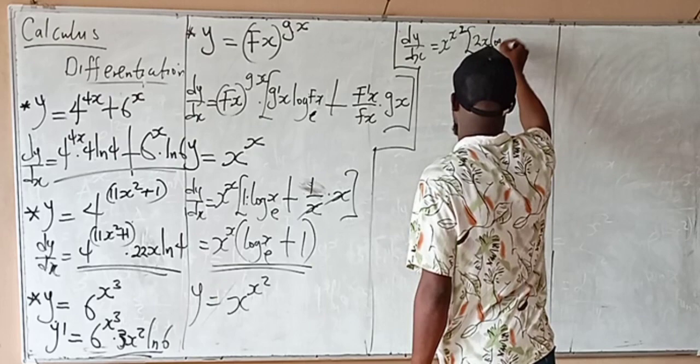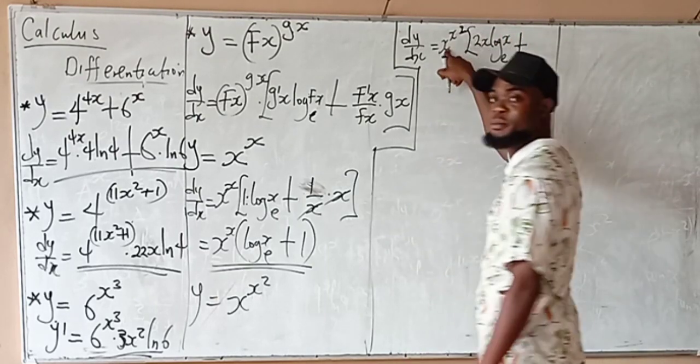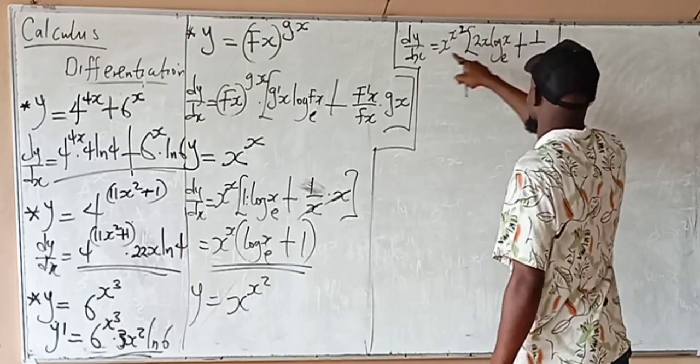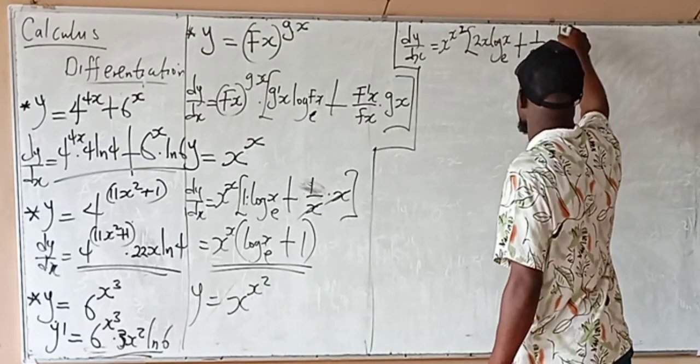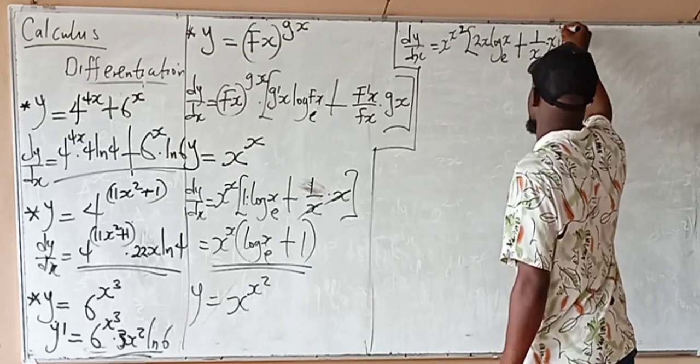And take the log of the base. Use it to multiply. Differentiating the base over the base: differentiate x, we're going to have 1, divided by this same x. Then use everything to multiply. The power is what? x squared. That will be the final answer.